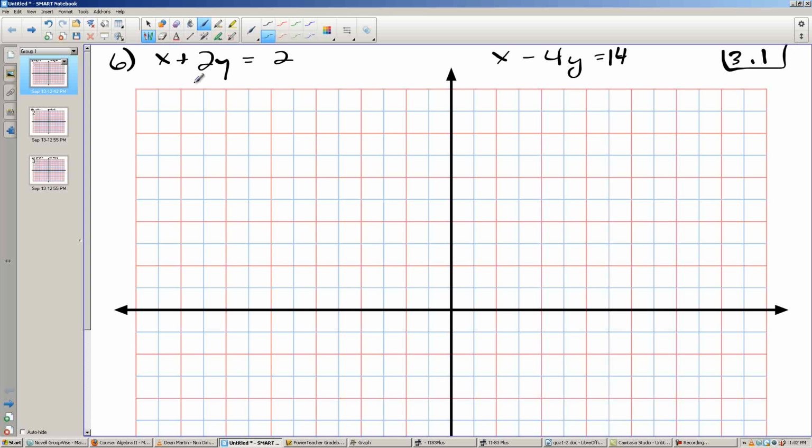The first thing I need is I want these in y equals format. So I'm going to subtract an x from both sides, and then I'm going to end up dividing by 2. So I'll get 2y equals negative x plus 2, and then I'll divide everything by 2. So I'm going to end up with y equals, this is a coefficient of 1, so I'm going to call that negative 1/2 x, so that I can see the slope clearly, plus 1, because 2 over 2 is 1.